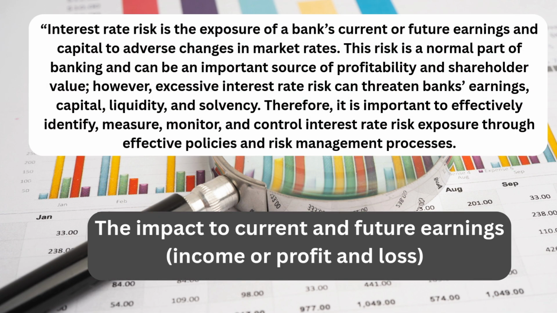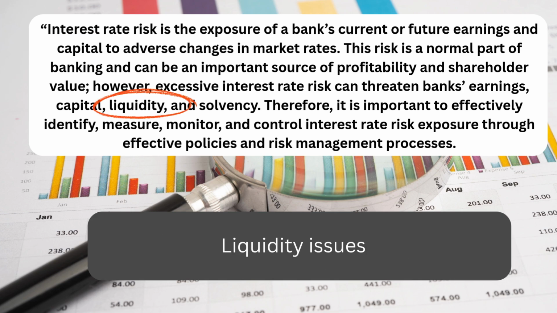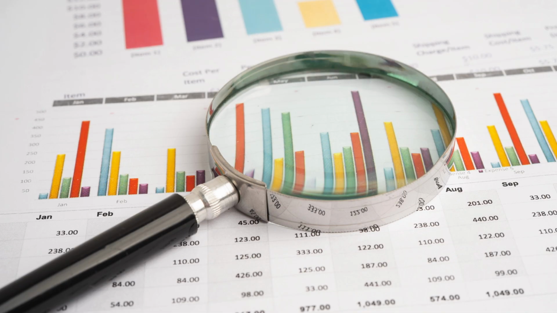The impact to current and future earnings, income or profit and loss; the impact to capital, assets minus liability or net equity; liquidity issues, here meaning the need to have a large amount of cash to service cash needs; and solvency issues, meaning the ability to pay the debts that fall due, aside from just liabilities being more than assets. And how do these things happen? Well, it goes something like this.